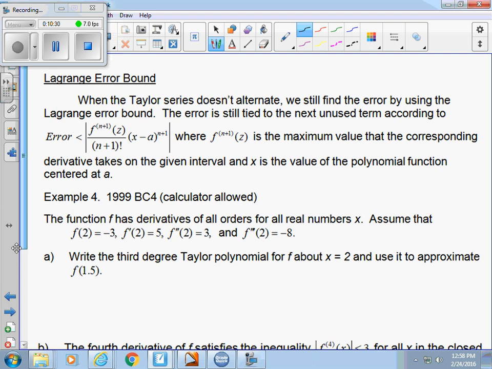Lagrange error bound. So we have two options with error. Either the series alternates or it doesn't. One of two. If it alternates, we will always use the alternating series error bound for error. If it doesn't alternate, then we will use the Lagrange error bound.